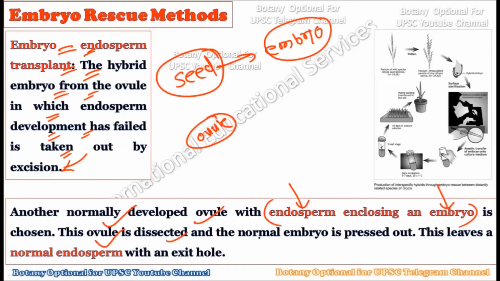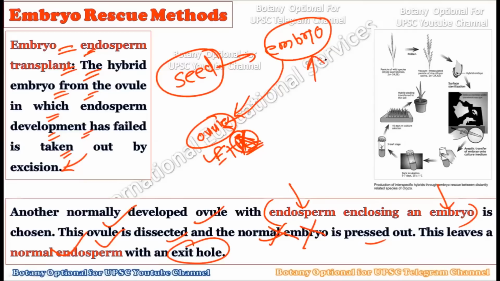Now this ovule is dissected and the normal embryo is pressed out. Whatever normal embryo is within that normal seed is taken out, and what will be left is the normal endosperm only, with the exit hole. Once we take the healthy seed, there will be the presence of endosperm plus the embryo. So we remove this embryo out of the seed, and only the endosperm will remain. From the point where we have taken out the embryo, we will insert our desired embryo into this particular endosperm, so that there will be the formation of the normal endosperm and the embryo, our desired embryo.